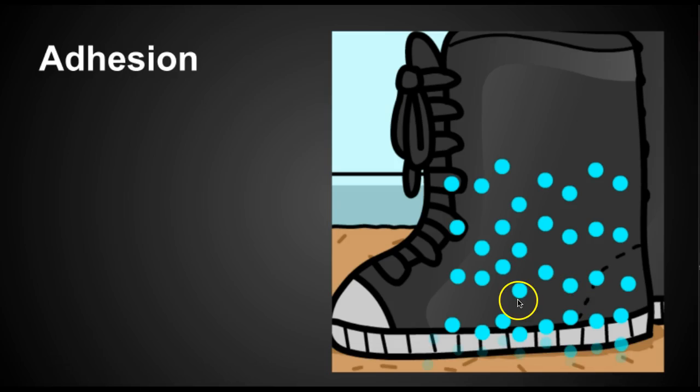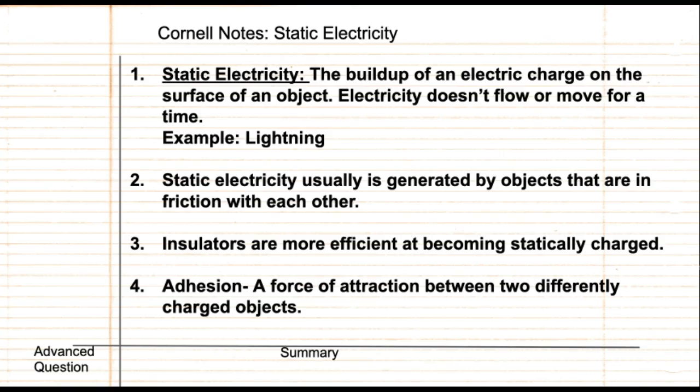Adhesion is the particles, the electrons in this particular case, that are sticking on the outside of an insulator, like this rubber boot here. Okay, go ahead and finish up and then start your summary and advanced question.